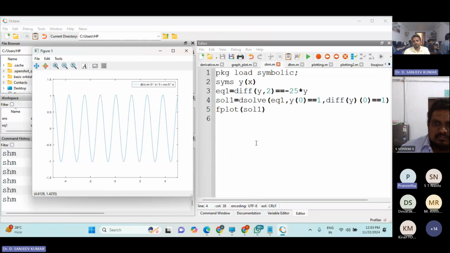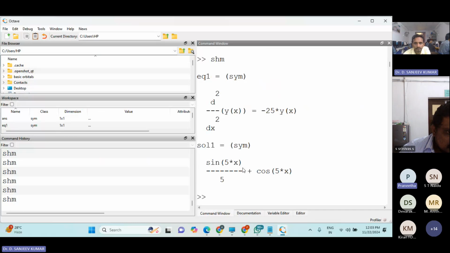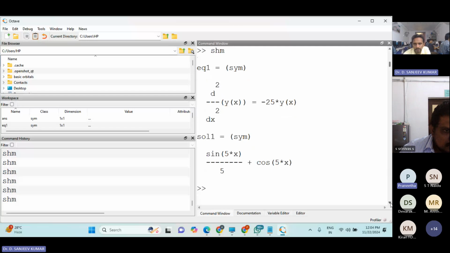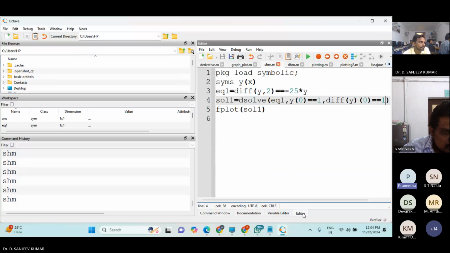So fplot is for plotting functions. The solution 1 is a function. Sin 5x by 5 plus cos 5x. So fplot plots that function. Okay, so this is how we write. We try to solve differential equations.